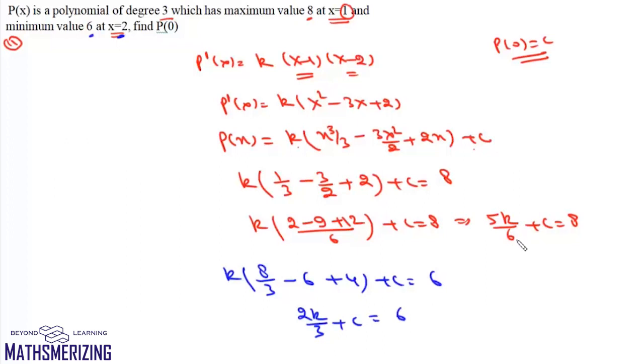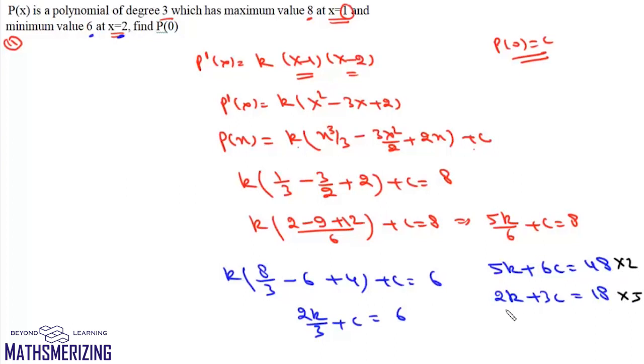Now we need to eliminate k and find the value of c. So we can write this equation as 5k plus 6c equals 48, and here it will be 2k plus 3c equals 18. Now we'll multiply the first equation with 2 and the second equation with 5.